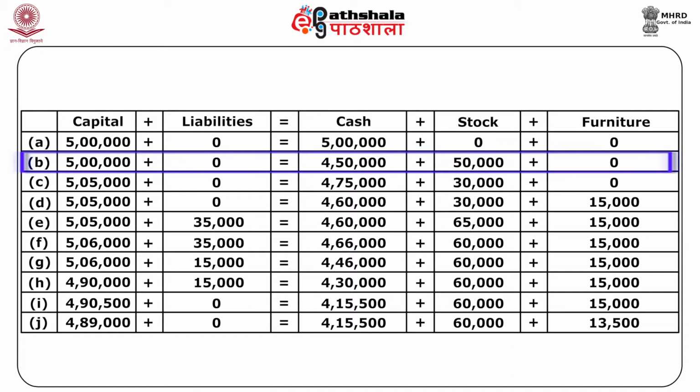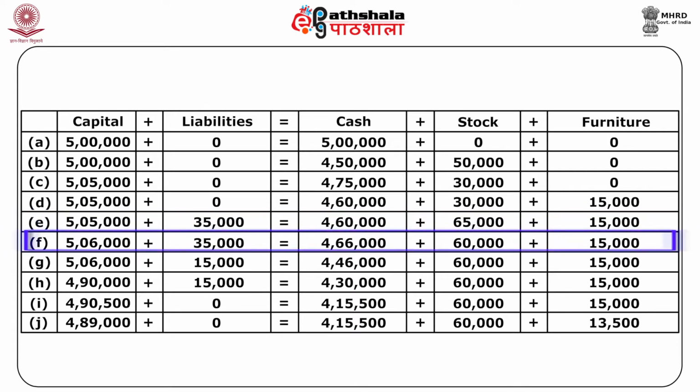Second, 5 lakh of capital plus 0 liabilities, which will give cash of rupees 4 lakh 50,000 plus stock 50,000 plus furniture 0. Third, 5,05,000 of capital plus 0 liability will give you cash of rupees 4,75,000 plus stock of rupees 30,000 plus furniture 0. Fourth, capital of 5,05,000 plus liability of 0 will give you cash of rupees 4,60,000 plus stock of 30,000 plus furniture of 15,000. Another fifth, 5,05,000 capital plus 35,000 liabilities will give you 4,60,000 of cash, 65,000 of stock plus 15,000 of furniture.